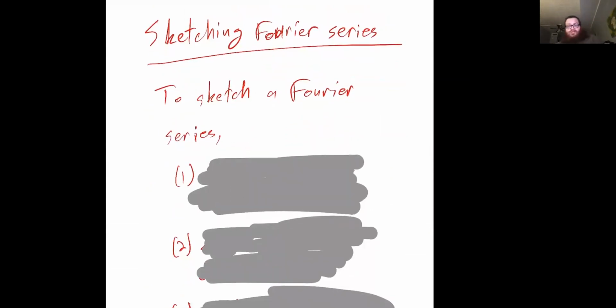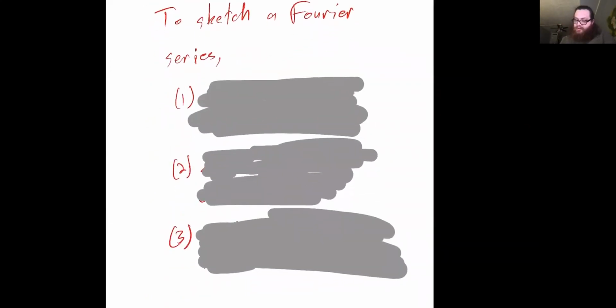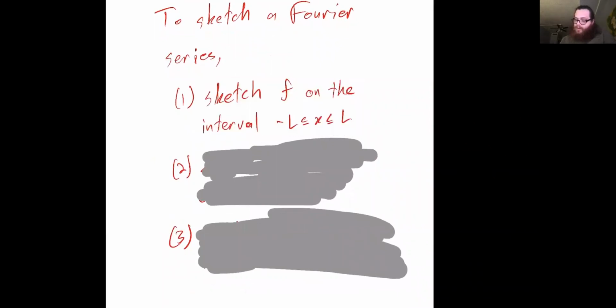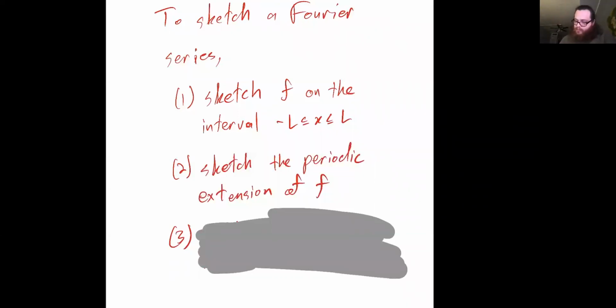So we kind of sketched the Fourier series. What we're going to do now is just formalize that process. So how do we sketch a Fourier series? Well, there are 3 steps. 1, sketch f on the interval that we care about or that we're given. 2, sketch the periodic extension of f, which just means, right, take that profile of f and copy it over a bunch of times to the left and right.